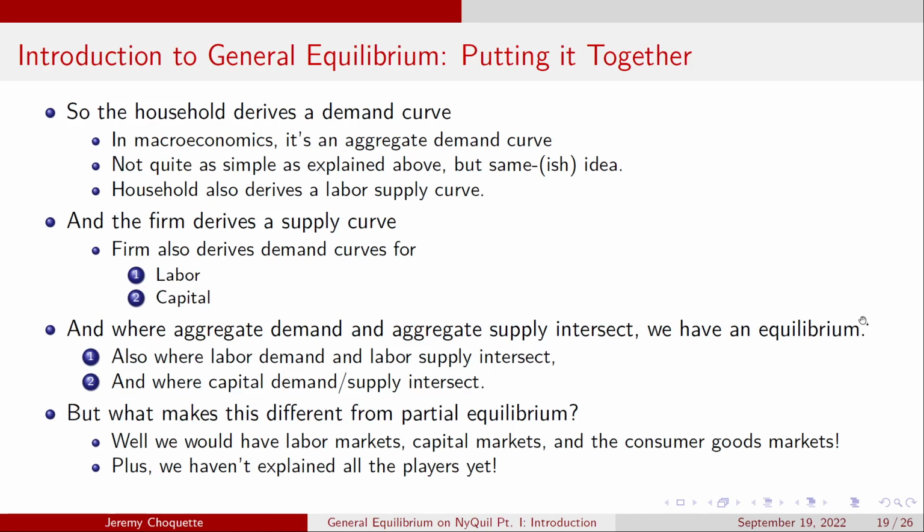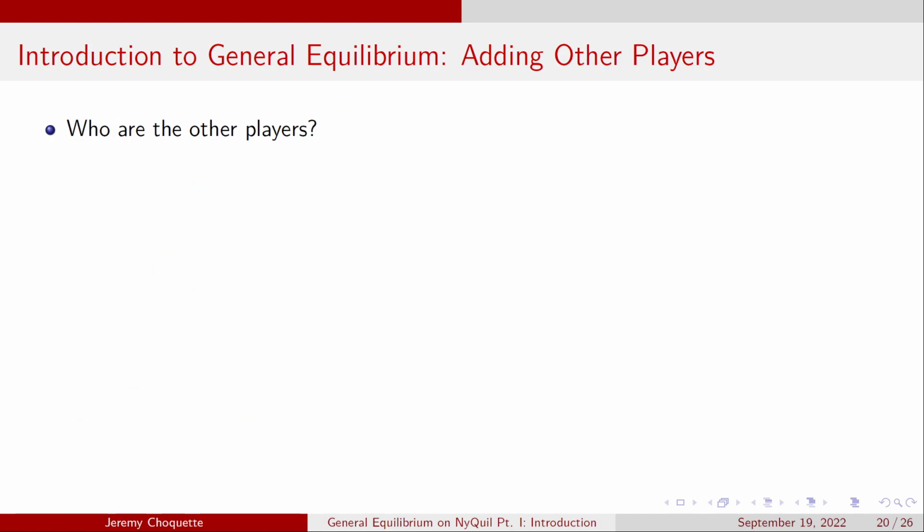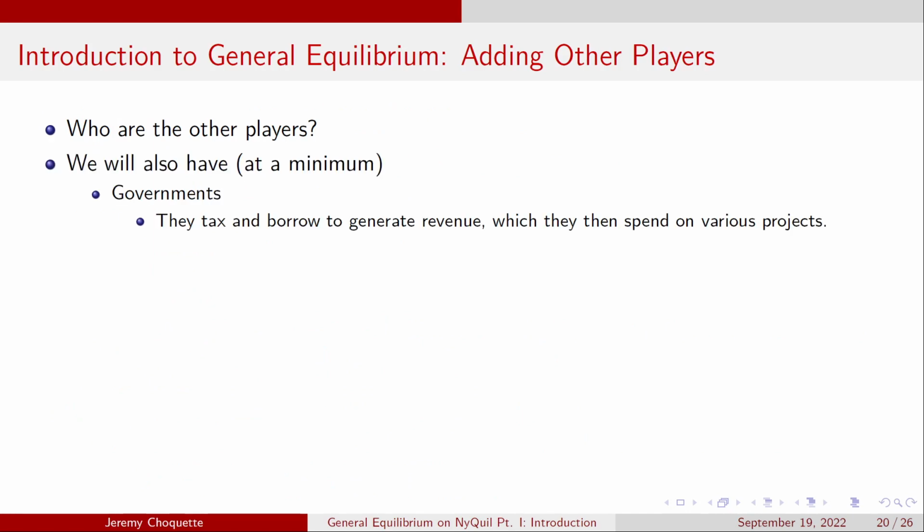But we haven't even gotten to all the players yet. We haven't explained all the markets yet. Maybe you thought I did, but haha, joke's on you. We still got more. We have that kid in the corner eating glue named the government.